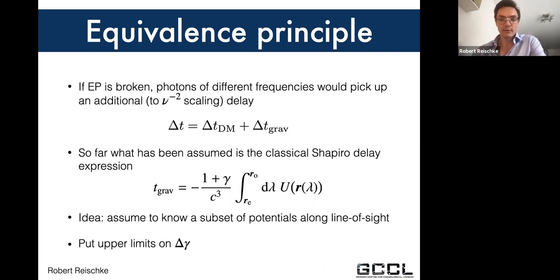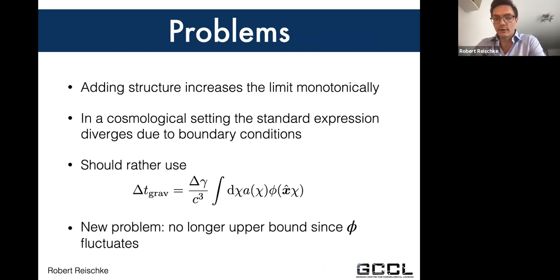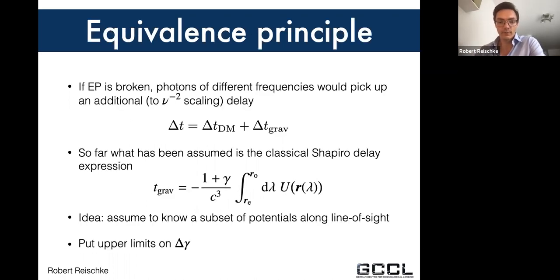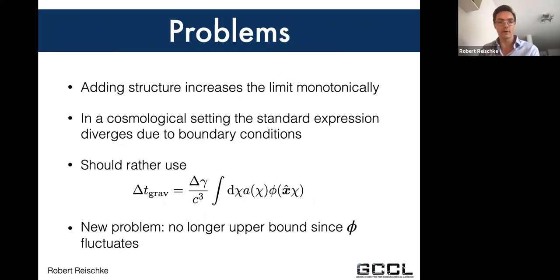And this is a problem for a cosmological setting, of course, right? Because cosmology is homogeneous. You don't have these boundary conditions, and therefore you could imagine that if you just keep adding structure, then this limit always gets better and better, and actually if you consider all the structure in the universe, or just the homogeneous background of the universe, the delta T grav, so this expression here, would diverge. So just by considering the homogeneous universe, everything should diverge, and therefore the limit on delta gamma would just be arbitrarily large, or arbitrarily good, if you want. So that is the big issue, that you don't have the correct boundary conditions.